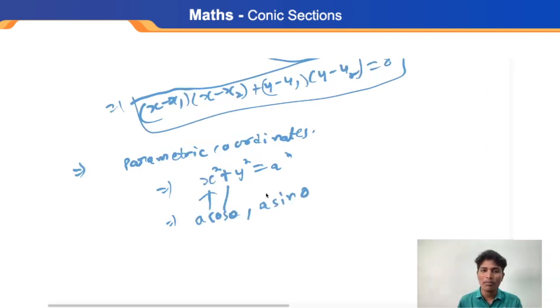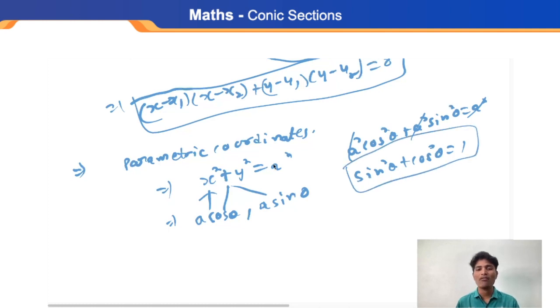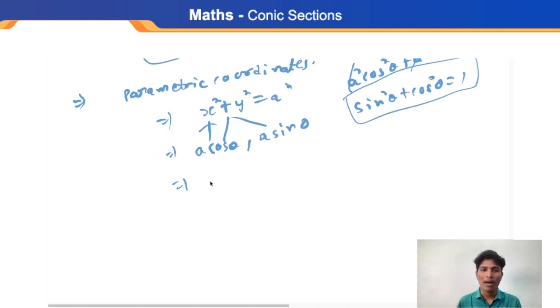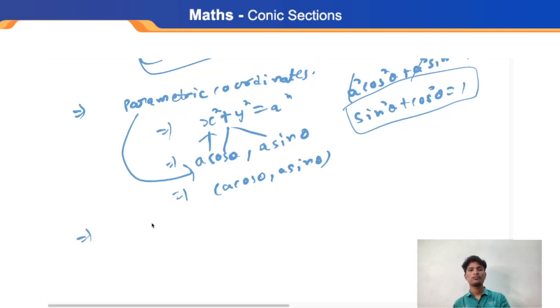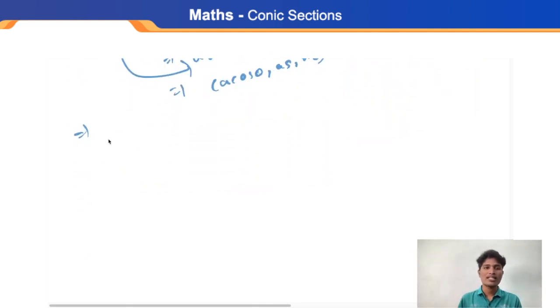Yes, if I substitute both the points, what will I get? I will get a square cos square theta plus a square sin square theta is equal to a square. So a square will get cancelled, and I will get sin square theta plus cos square theta is equal to 1. Yes, to get this relation, I have to substitute a cos theta, a sin theta. So the parametric coordinates of a circle will be a cos theta comma a sin theta. Yes, very important. For x square plus y square equal to a square, I will get a cos theta comma a sin theta. These are the parametric coordinates of a circle. And now comes the intercept.